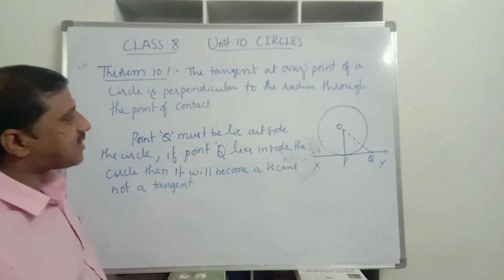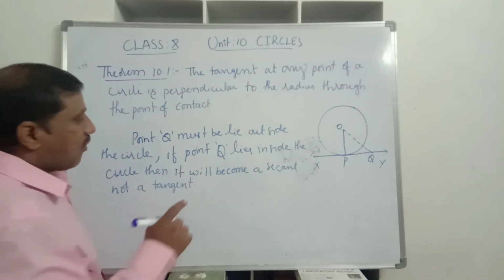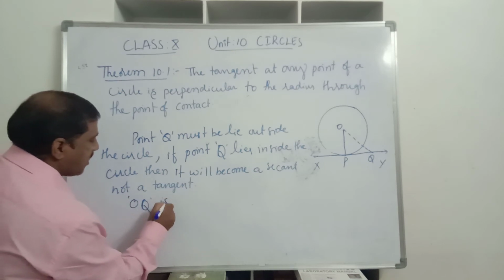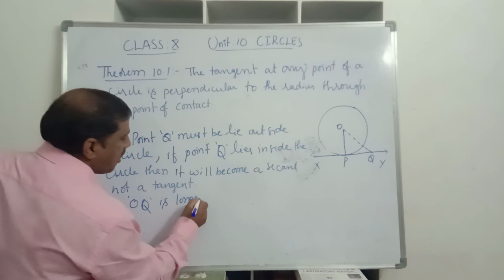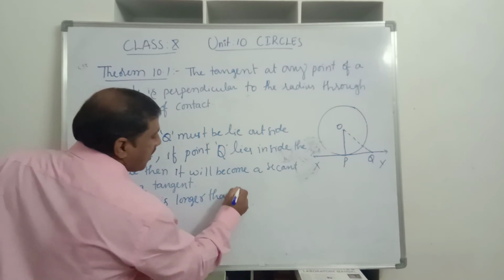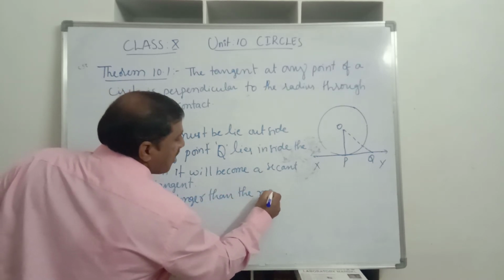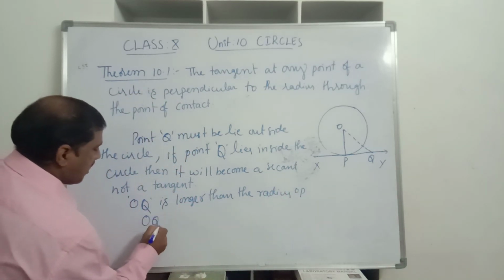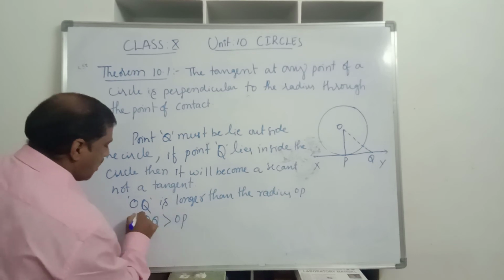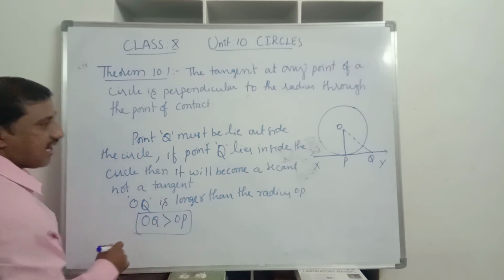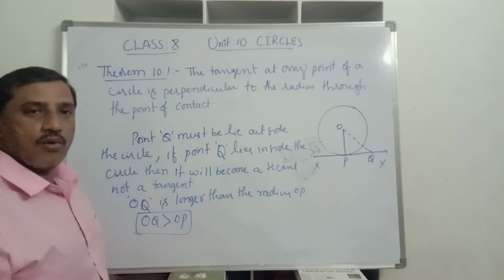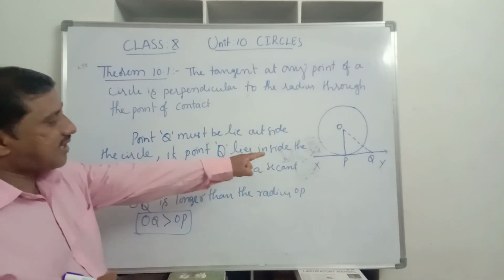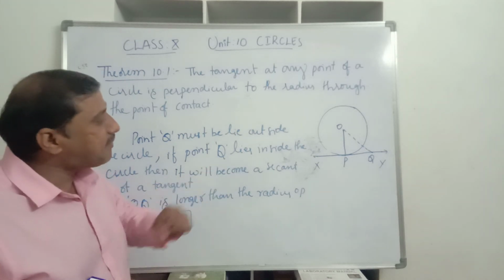Now observe the figure. The length OQ is longer than the radius OP. That is, OQ is greater than OP. The length of OQ is greater than the length of radius OP. It is possible for all the points on the line XY, except for the point P.